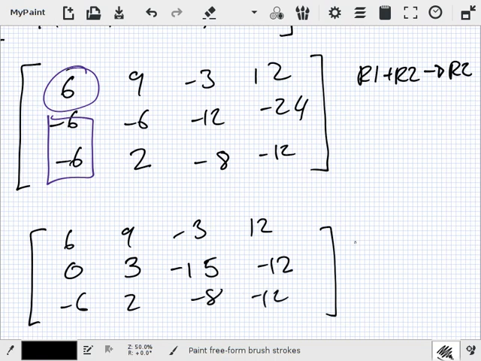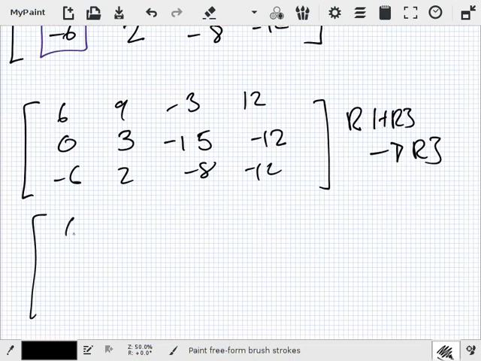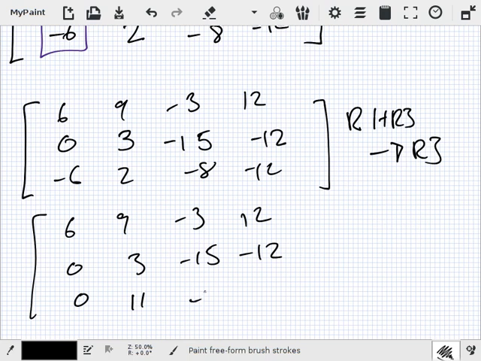Okay, and now I should do row 1 plus row 3 and put the answer on row 3. So now I have 6, 9, minus 3, 12. 0, 3, minus 15, minus 12. 0, 11, minus 11, 0. Correct, okay. Right. Not so bad, not so bad.